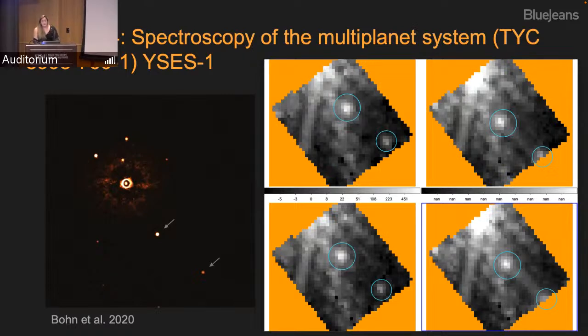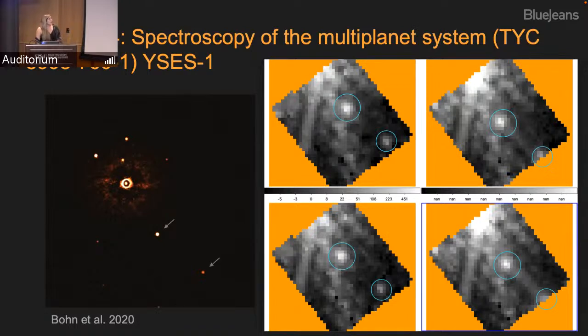What's interesting about this system is that it's a multi-planet system. So if we want to do some comparisons, it's much easier to compare planets that are in the same system rather than planets that are in different systems. What's also interesting is that WISPIT-1c is about 6 Jupiter masses. It's much farther separated than WISPIT-1b, which is 14 Jupiter masses and closer to the star.